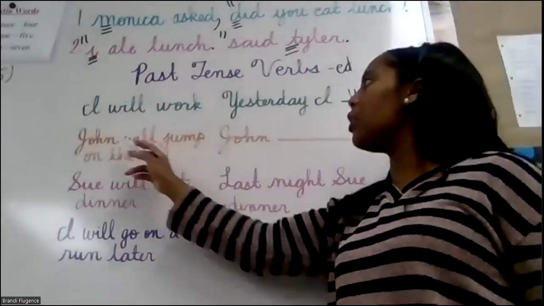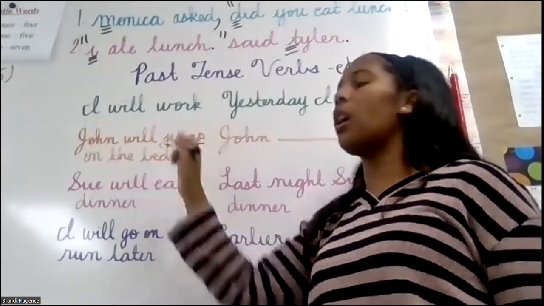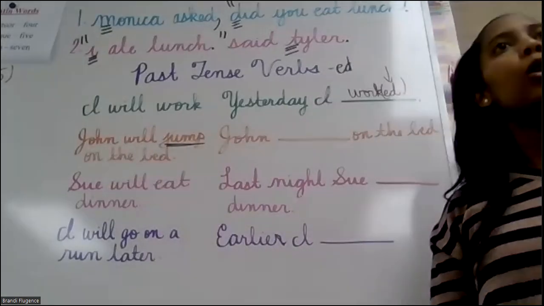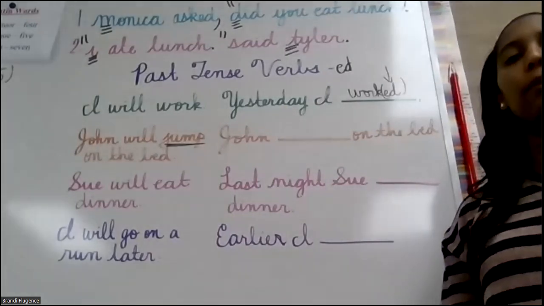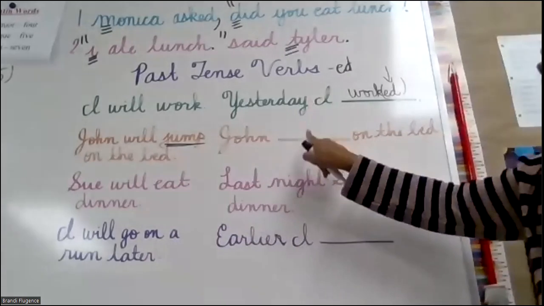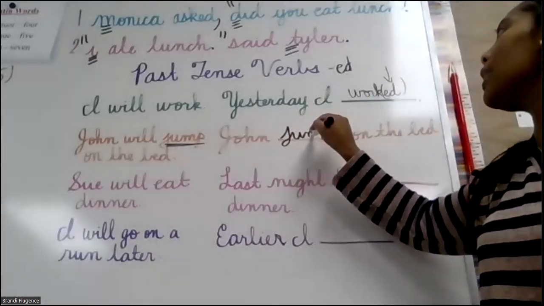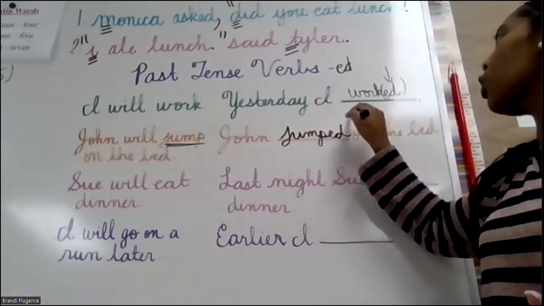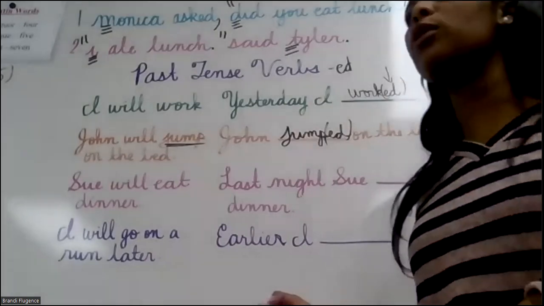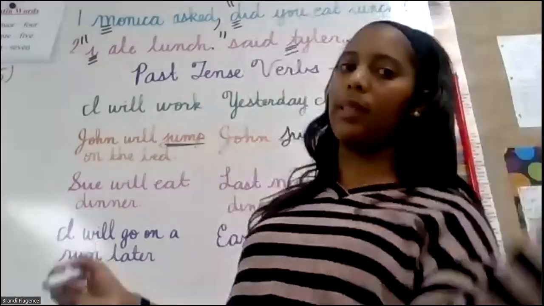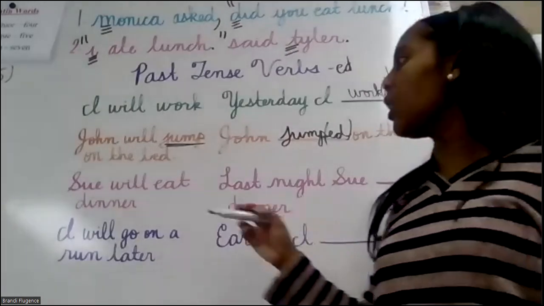Okay, our next one. John will jump on the bed. What's our verb? Jump. Did he do it yet? No, he's going to do it. Once John does jump on the bed, then we say John jumped on the bed. Now I have to add an ed at the end of it to show that it happened already. These are past tense verbs. It shows that it already happened. It was done already. John jumped on the bed.